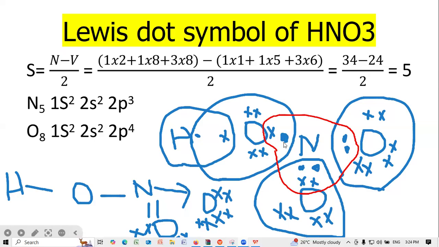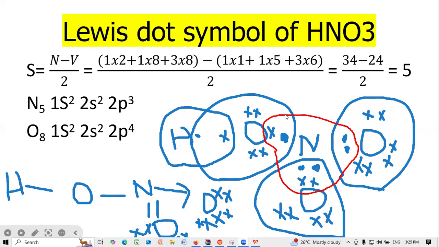So this is the octet, this oxygen. But in this case, this oxygen has completed its octet by taking 2 electrons from this nitrogen. And this oxygen has also taken 2 electrons from the nitrogen to complete its octet. But in case of this nitrogen, the nitrogen has 5 electrons, and 1 electron taken from this oxygen completes how many electrons? It is 5 and 6. But 2 electrons are taken from this oxygen.